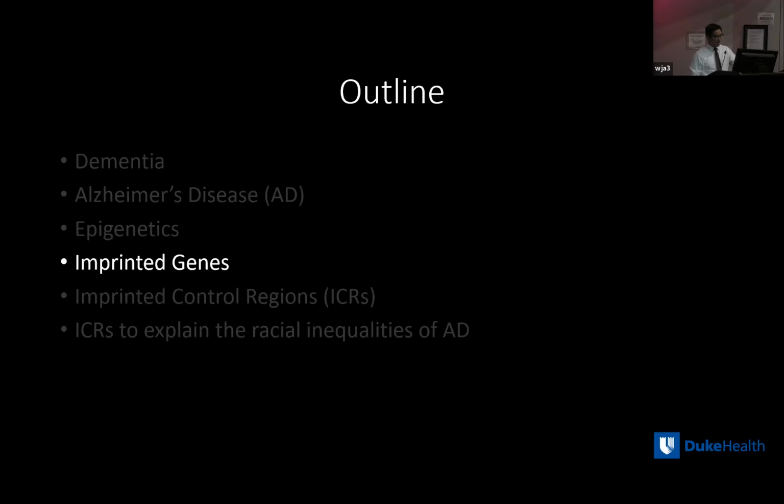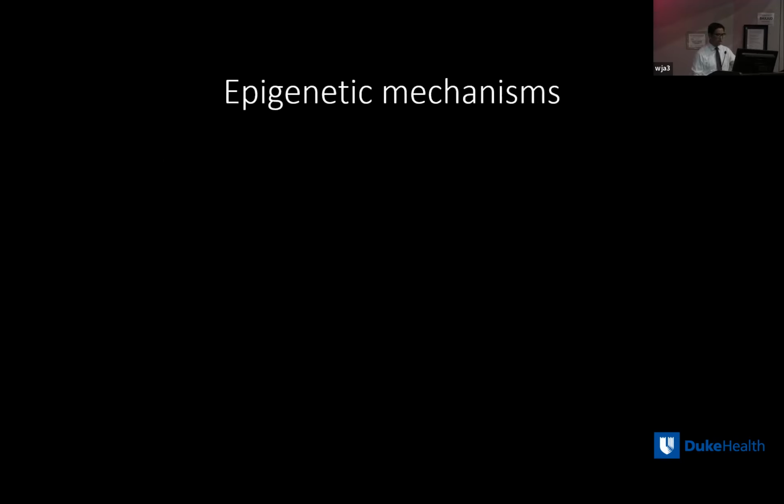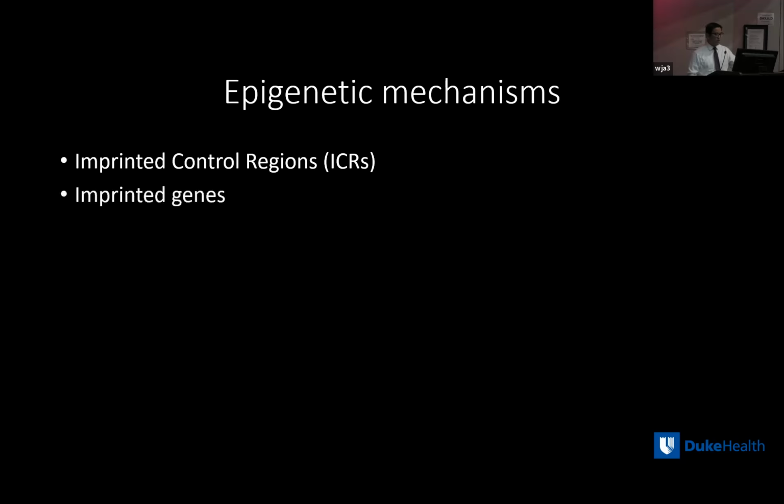So imprinted genes is what I'd like to talk about next. This is a concept that will introduce a novel kind of epigenetic mechanism as well. Epigenetic imprinted control regions are regions that are methylated within the DNA, and they control imprinted genes, of course. And imprinted genes are the ones that control your hair color, your eye color, your height, your personality. You know, you have your mother's eyes, you have your father's personality. Those are imprinted genes.